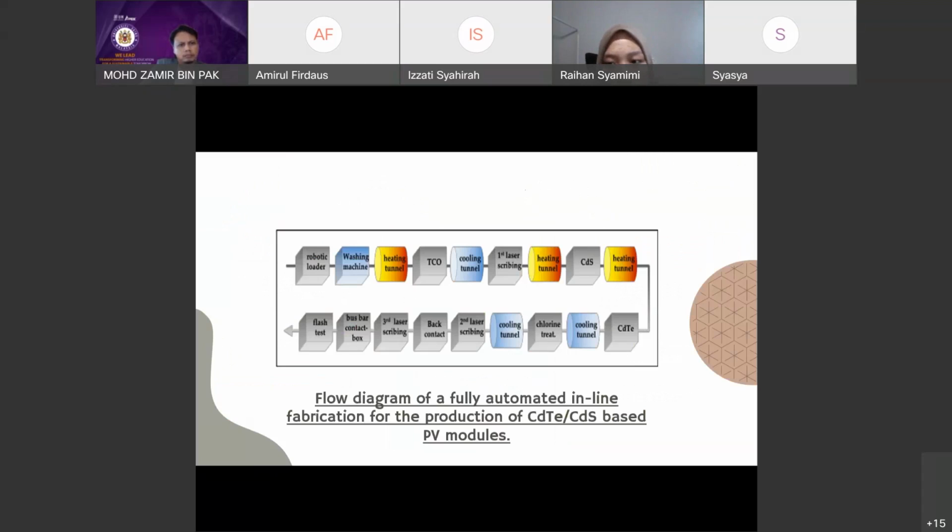Here is the summary of a fully automated inline process for the fabrication of cadmium telluride, cadmium sulfide based PV modules. That's all from me. I will pass to Suri for the next part.